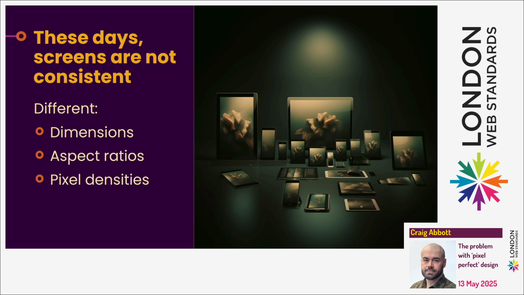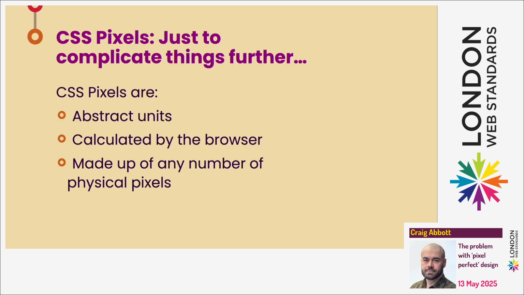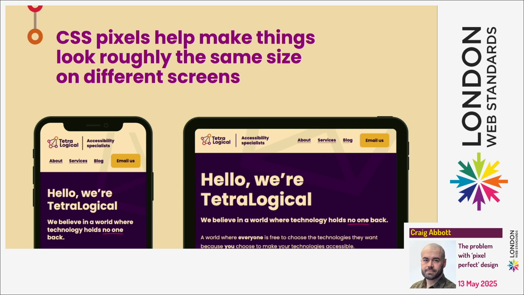Physical pixel densities, I suppose I should clarify. And then to complicate matters further, we have CSS pixels, which are abstract units calculated by the browser. These can be made up of any number of physical pixels. So when you say 10 pixels, it might not be 10 pixels at all. It could be whatever the algorithm's trying to work out, how big to draw it. But CSS pixels do help us make things roughly look the same size on different screens.